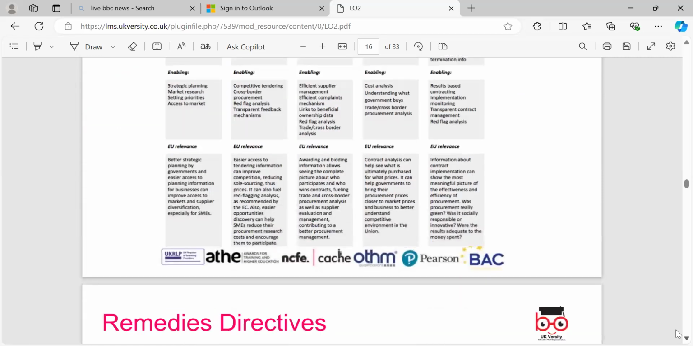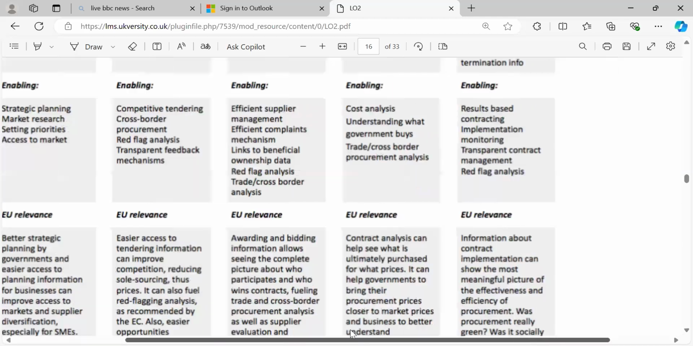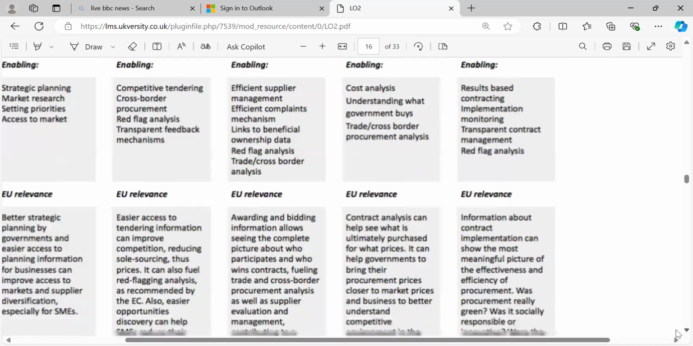EU relevance, better strategic planning. We need to be easier to agree. We need to look around these. Yes, guys, so we can look around these. Hope you can see the slide. If you have any questions, please ask, and we can go through them.